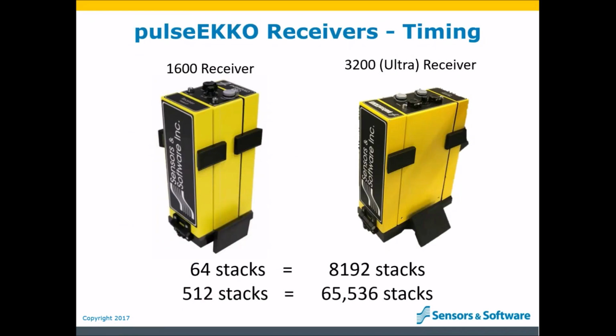Now, I'm sure you're asking, what is this increased penetration going to cost me? As I mentioned, the Ultra receiver collects GPR data faster than the 1600 receiver. In the time it takes to stack 64 times with the 1600 receiver, the Ultra receiver can stack 8,192 times. In the time it takes to stack 512 times with the 1600 receiver, the Ultra receiver can stack 65,536 times. So the increase in penetration depth by stacking comes at little or no cost in terms of data acquisition speed. This is a win-win situation.